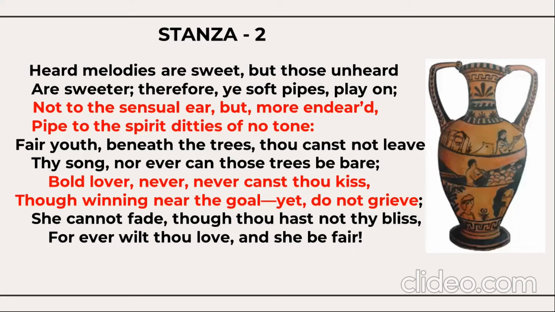So this love and this bliss will never come down. Their love will always be eternal. The intensity of love between them will not decrease. Forever wilt thou love. The intensity of the love will not decrease. It will always be eternal. And she be fair. That means the beloved will always be loyal, will never deceive him.